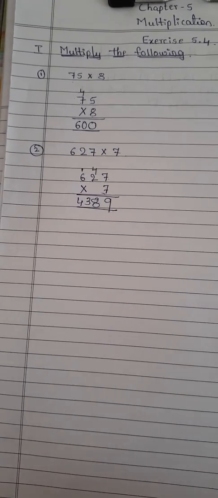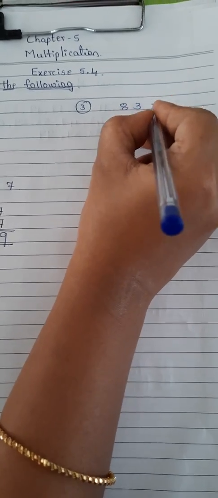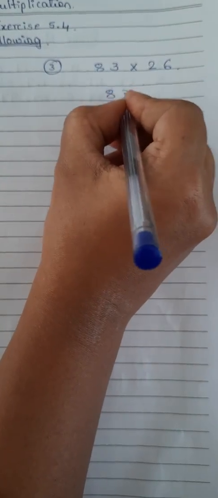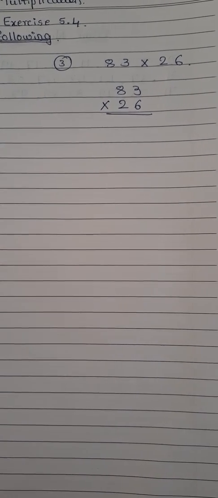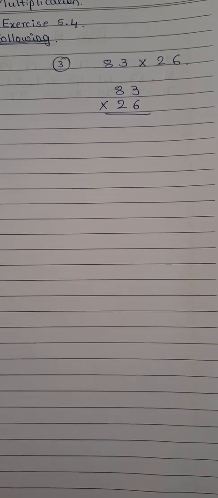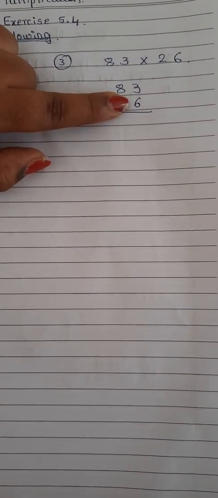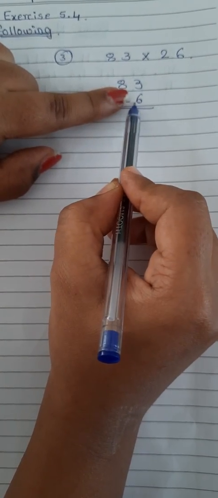Now one more sum I am going to explain: 2 digits with 2 digits. See here, children, the third question: 83 into 26. Write 83 as it is, and 26 as it is, one below another. How to multiply, teacher? I have told you in the previous class how to multiply. Now just close this number and think only 6 is there. Down which number is there? 6 is there. So we have to say the 6 table now.